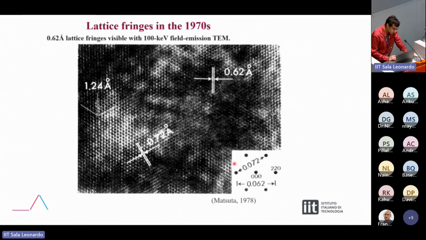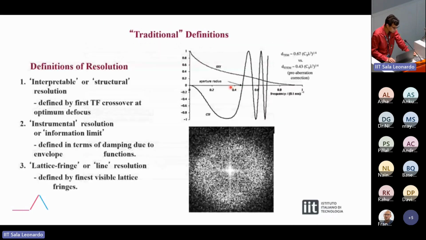So if you bring these two Bragg diffracted beams together, they will make an interference pattern, and you are able to resolve these 0.62 angstrom lattice fringes. And another definition that I'm going to talk about soon is the instrumental resolution. I have not shown it here, but it's basically a function that comes like this, and it damps as we go to higher spatial frequencies.